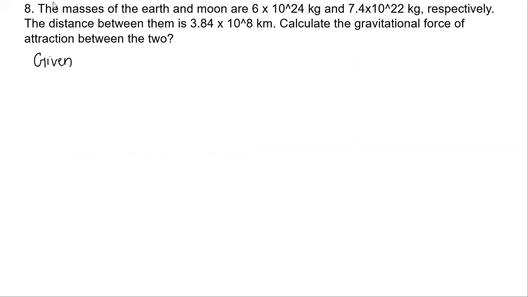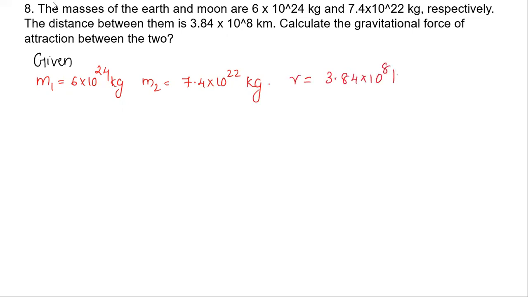Given mass of the Earth, let it be m1. m1 is equal to 6 into 10 raised to 24 kg. m2 is 7.4 into 10 raised to 22 kg, mass of the Moon. Now, distance between them, that is r, is equal to 3.84 into 10 raised to 8 kilometer.